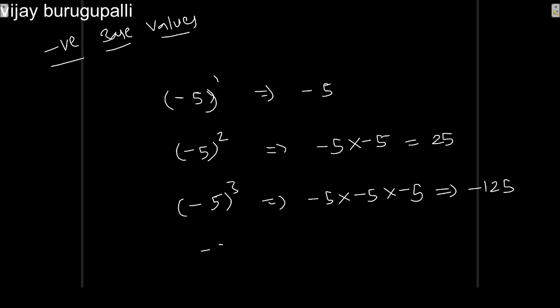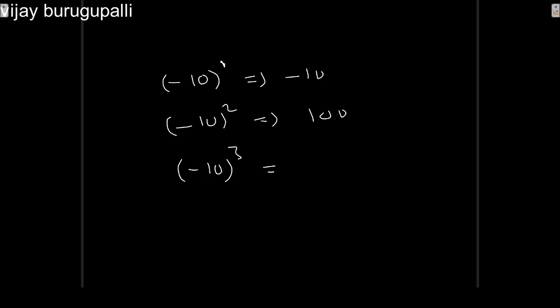Similarly, if you take minus 5 to the power of 0, the value will be 1, as we discussed above. As we discussed previously, a to the power of 0 will always be 1. Either a is positive or a can be negative, it doesn't matter. It will always give a value of 1.